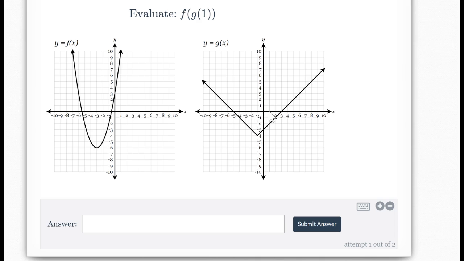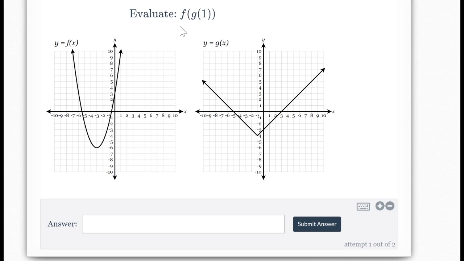So right here is 1. Now, once I know that 1 goes to the g function, I need to go to x equals 1 and touch my graph. In order to touch my g function graph, I had to go down 2 units from 1. So now I'm standing right here. I went down 2 units. So what does that mean? g of 1 is down 2, which is -2.